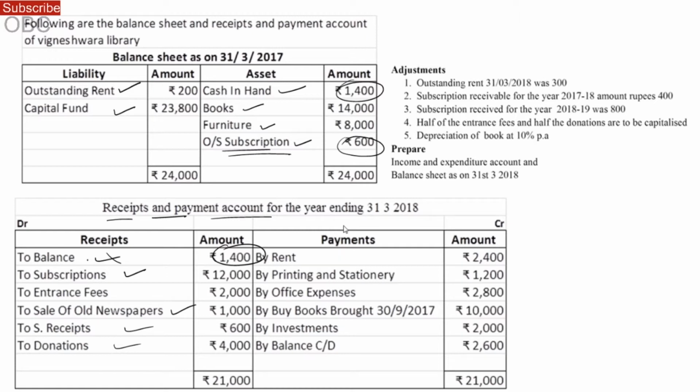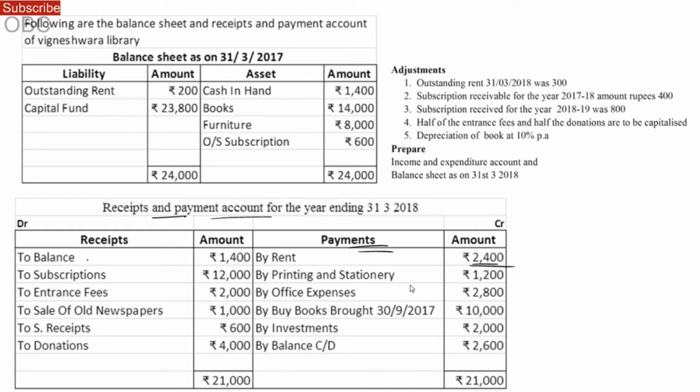Next, payment. On the payment side, they're spending rent 2,400 rupees. Okay, will be considered 2,400. If we have any deduction like outstanding rent, we have to subtract. Here in the last year's balance sheet, they've given 200 rupees outstanding rent. For that, we need to subtract from this 2,400 rupees minus 200 rupees. Okay, if we have any adjustment in the adjustment section, we need to add, suppose an outstanding rent, we need to add it.